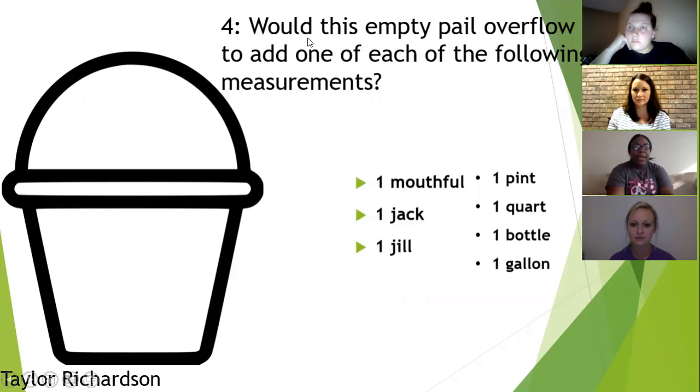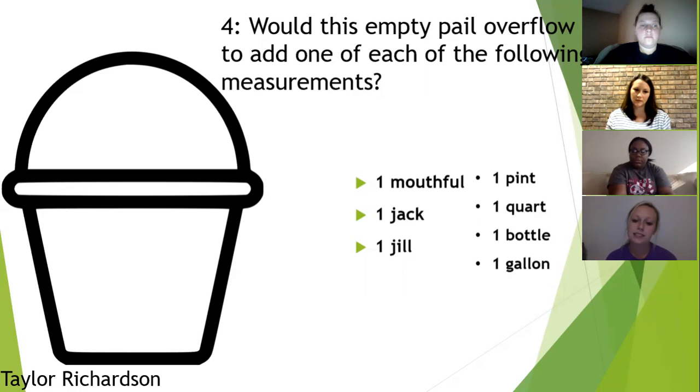Taylor, could you tell me, with this empty pail overflow, if we were to add one of each of the following measurements? Yes, I can. So when we're looking at these measurements, we see that we have 1 gallon, 1 bottle, 1 quart, 1 pint, 1 gill, 1 jack, and 1 mouthful. When we're looking at these, we look at the ones on the left, and we might not recognize them as much as we do the measurements on the right. That's why it's important to know the relationship between these. These measurements increase on a doubling scale, and that means that each one is going to increase by one of itself. And when you're going down, it's going to decrease by half of itself.